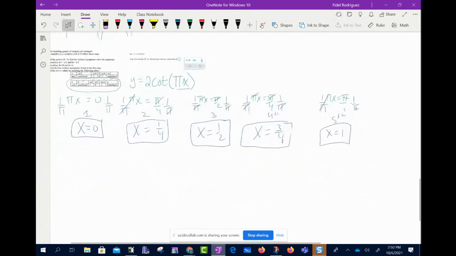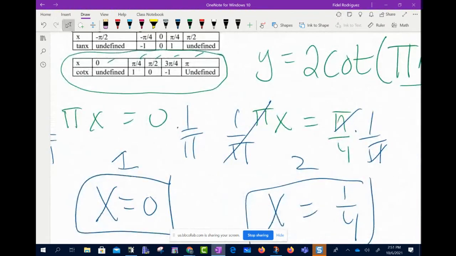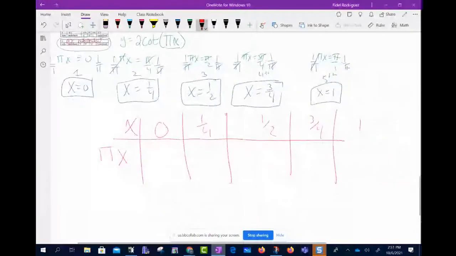Okay, so now that we have that, what I'm going to do, y'all, I'm going to make my chart. It'll look like this. 0, 1/4, 1/2, 3/4, and 1. And then right here, I'm going to put pi x, and those are going to be equal to the original x values that we had right here. So 0, pi over 4, pi over 2, 3 pi over 4, and pi.